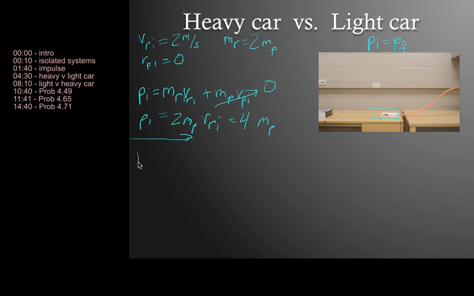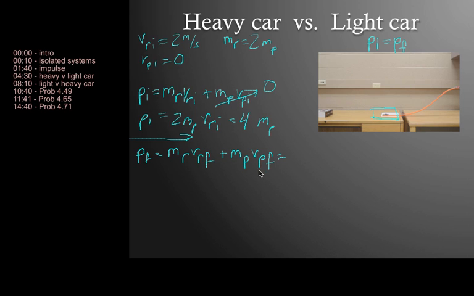So now we can think about what our final momentum is. So that's m red, v red final, plus m purple, v purple final. Now after the collision, both of the cars are still moving. So we can't just scratch off one of these two quantities.